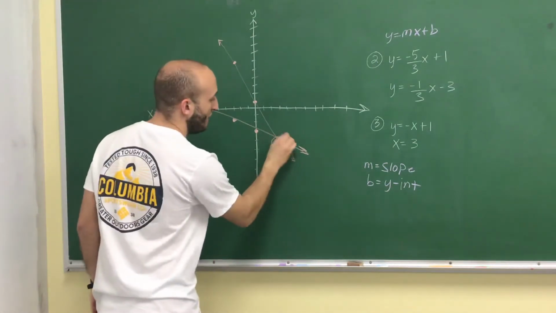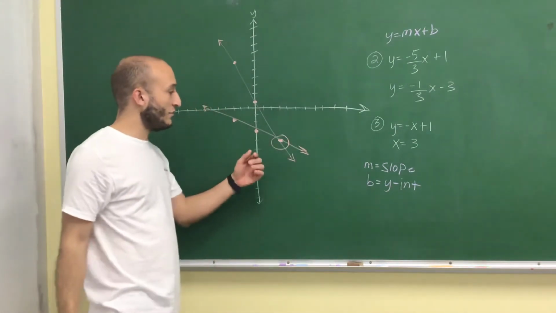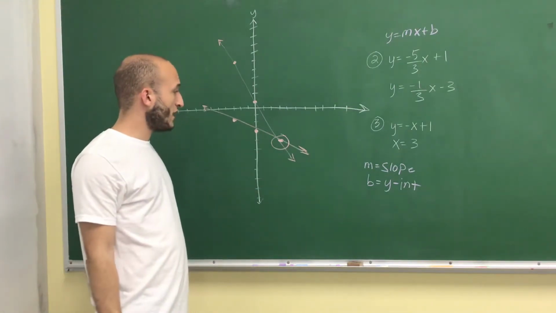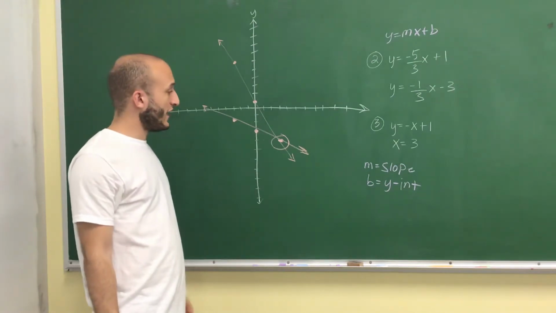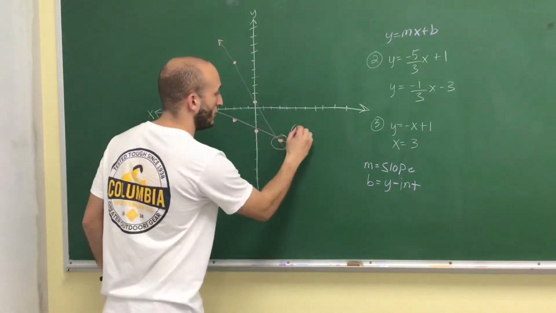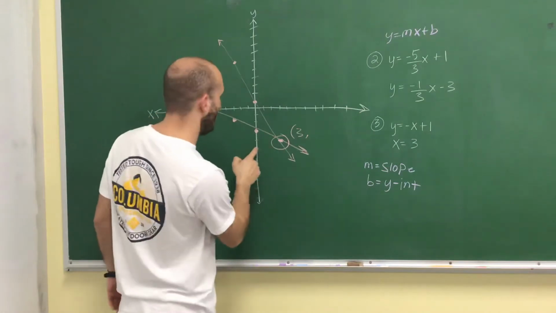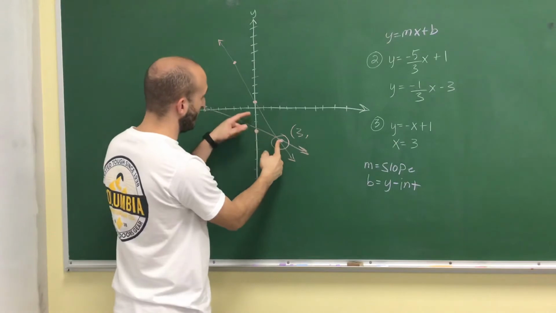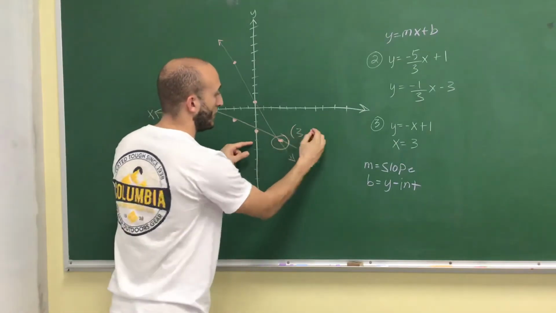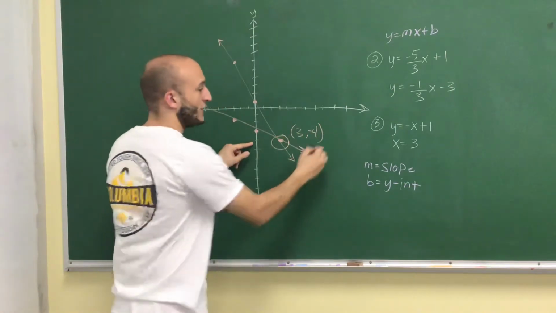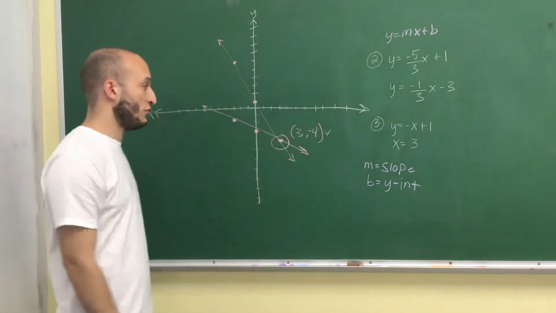So the point where they meet has one solution. It's consistent and independent, and at that point my x is 3: 1, 2, 3, right? And my y is 1, 2, 3, 4, and it's down here, so that's a negative 4. So this would be my answer for number 2.